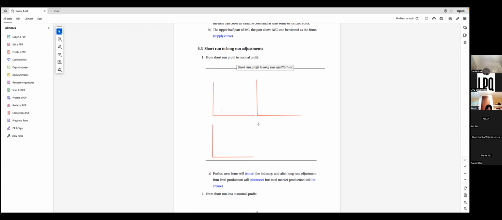Okay, let's explain this question. Once again, I'm talking about how you convert a short run profit graph to the long run equilibrium graph. So let's explain the whole thing by telling a story here.